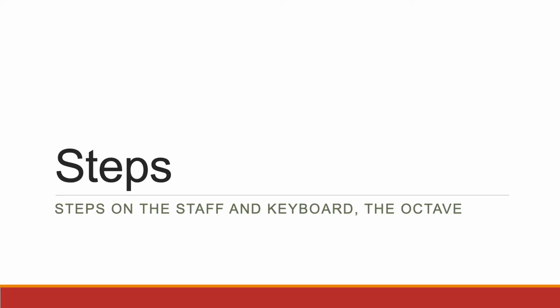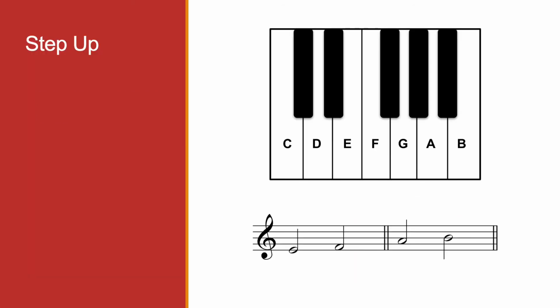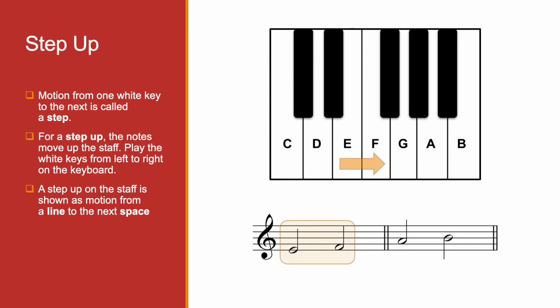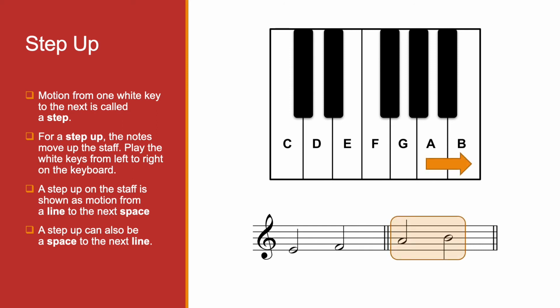Steps. Steps on the staff and keyboard and the octave. Step up. Motion from one white key to the next is called a step. For a step up, the notes move up the staff. Play the white keys from left to right on the keyboard. A step up on the staff is shown as motion from a line to the next space. A step up can also be a space to the next line.